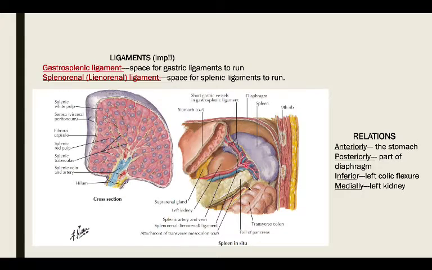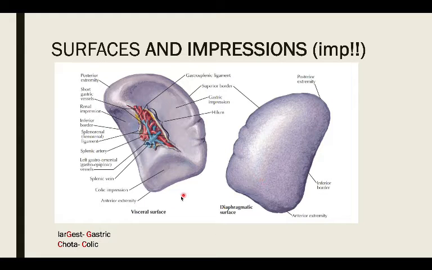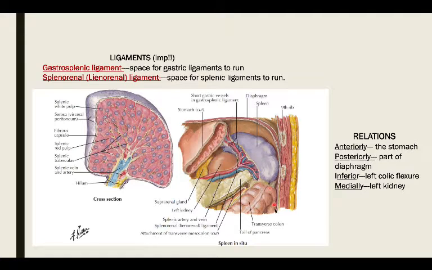Then you can see that there's this transverse colon, which is changing into the descending colon, and there's a flexure. This is going to press against this inferior border right here, and it's going to form a small impression here. Remember, C and colic impression. You call it colic impression. So you can see the largest impression is the gastric impression, and the chota or the small impression on the inferior side is going to be the colic impression because of the left colic flexure. The left colic flexure is going to form this colic impression.